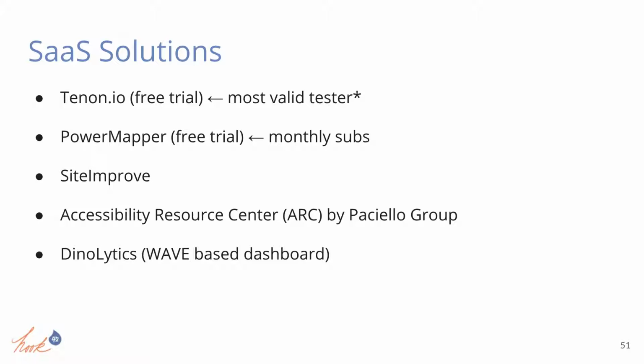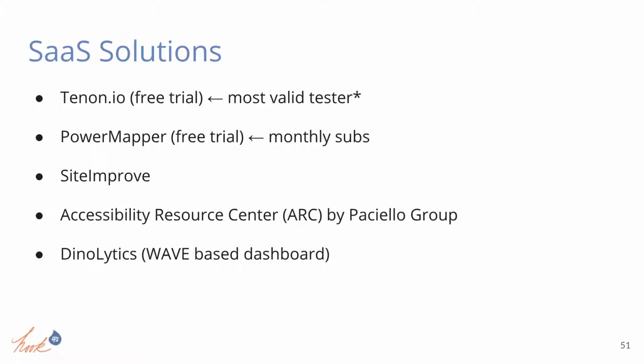PowerMapper has a free trial, but a monthly subscription. SiteImprove, I know how they bill, but it's not public. You'd have to talk to them. I'm not gonna speak for them, but I really like the product. Also, the Accessibility Resource Center by Paciello Group is the people that I think actually make JAWS. They have an online dashboard system that's nice.